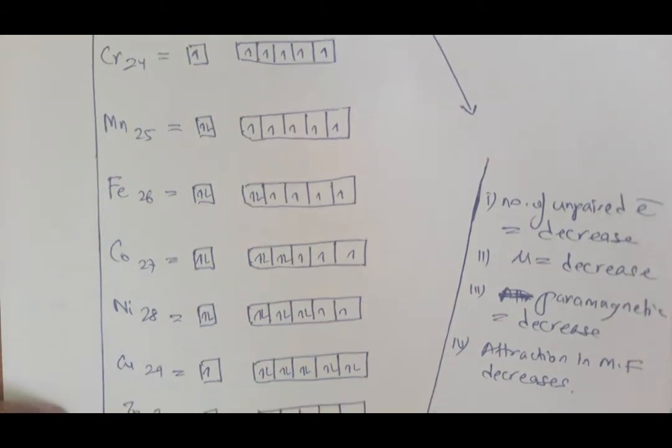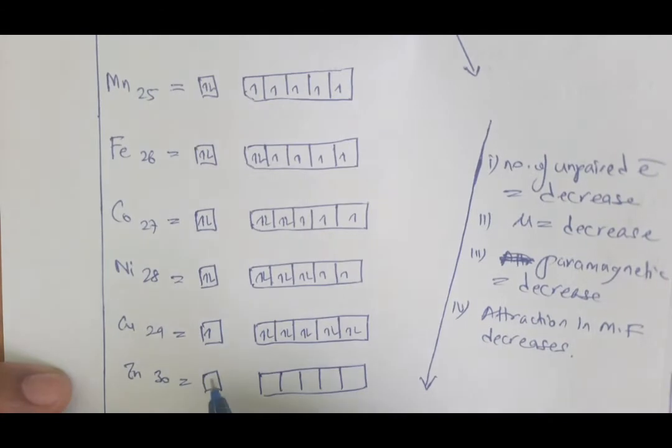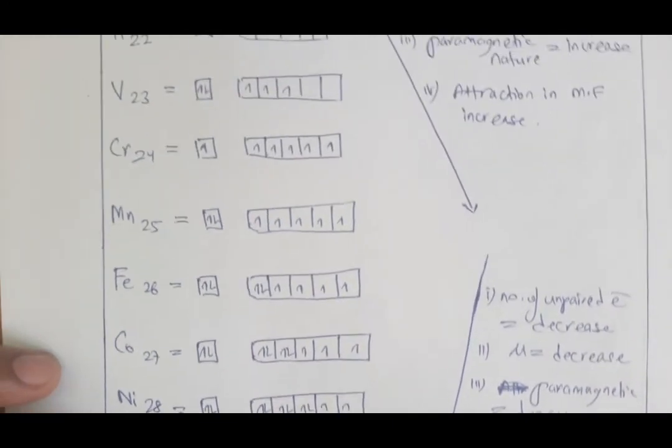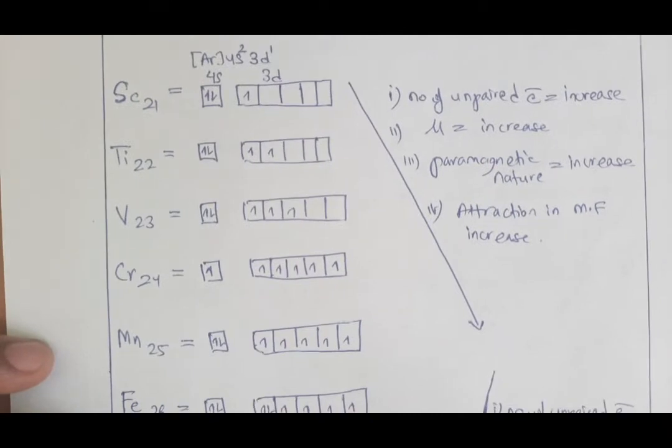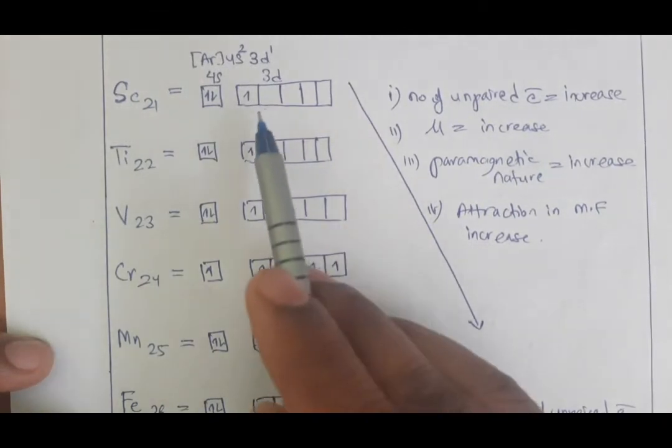Exceptional configuration for copper. Now finally, when you go for zinc, it will have 30. So argon 4s2. This is 4s2. Now 3d will be 10: 1, 2, 3, 4, 5, 6, 7, 8, 9, and 10. So this is how we make the configuration from scandium till zinc.